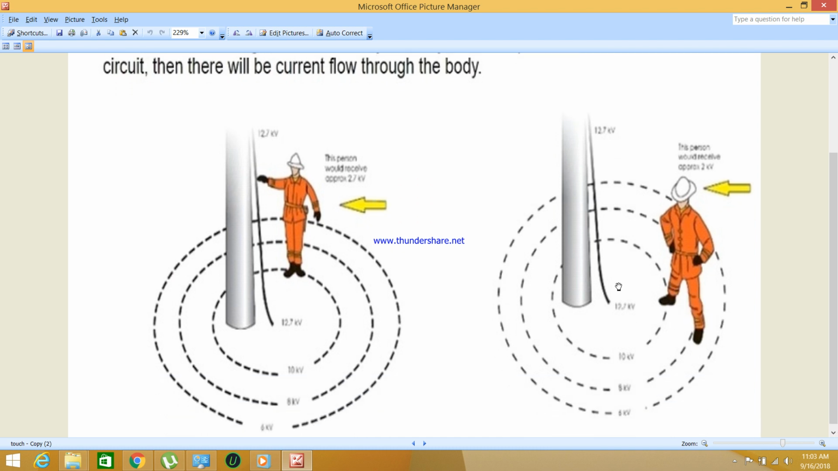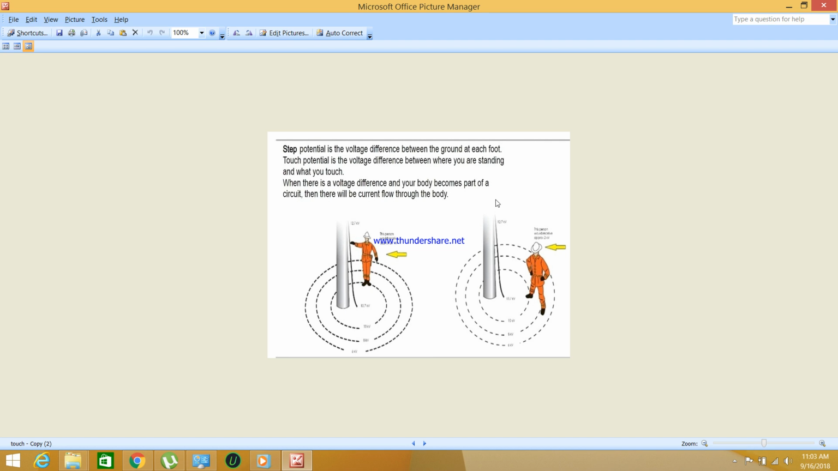The basic funda of electricity is whenever there is a fault in the electrical substation or electrical line, the electrical energy will spread in the form of ripples or rings on the surface of the conductor, with each ring having different voltages. As you can see in the example over here, the first ring is carrying 10 kV voltage, the second ring is carrying 8 kV voltage, and the third ring is carrying 6 kV voltage. I have given these voltages for better understanding.